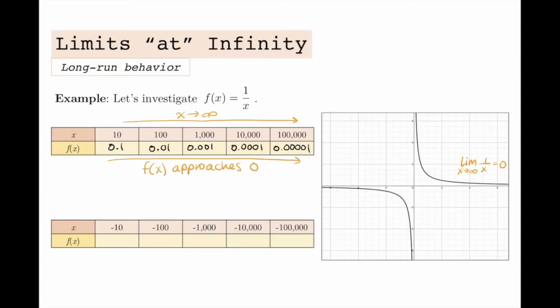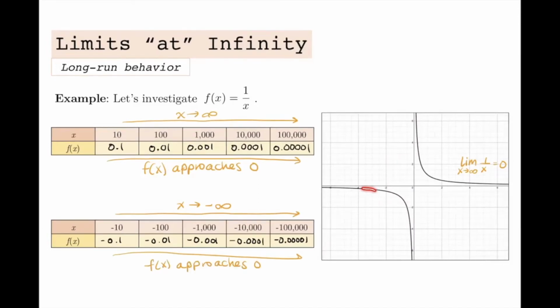To let x approach negative infinity, we can try to plug in numbers like negative 10, negative 100, negative 1,000, negative 10,000, and negative 100,000. If we plug these x values into the function 1 over x, we will get the exact same values as above, except they'll all be negative. So we'll get negative 0.1, negative 0.01, negative 0.001, negative 0.0001, and lastly negative 0.00001. These are also approaching 0. They are just all negative, but they are getting closer and closer to 0.